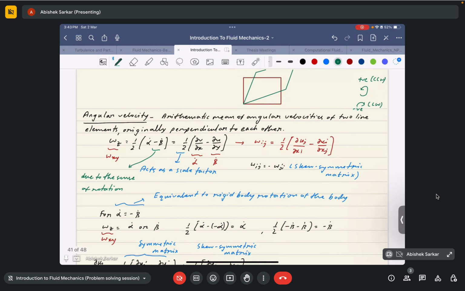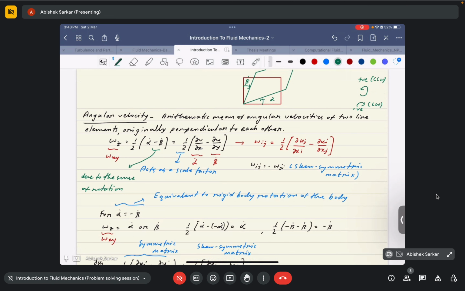So that's why, if we consider it positive along the counterclockwise direction, then alpha dot will be positive, and if beta dot is along the clockwise direction, then beta dot would be negative. And as I said, angular velocity is the arithmetic mean of the angular velocities.